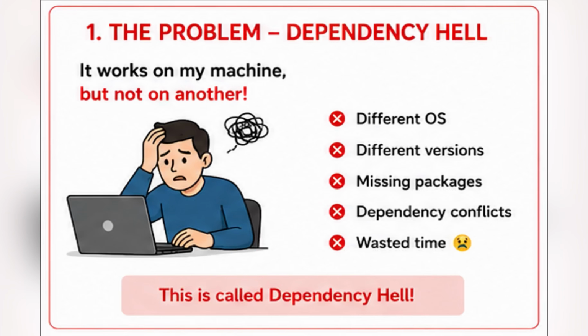Why? Maybe his operating system is different. Maybe his Python version is different. Maybe some packages are missing. Maybe Bowtie 2 is another version. This problem is called dependency hell. Almost every programmer has said this sentence at least once. But it works on my machine. Docker was created to solve exactly this problem.